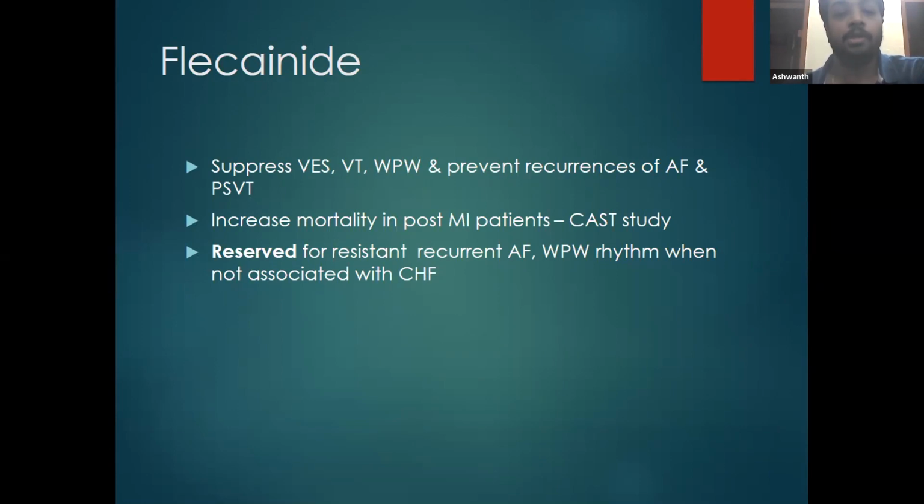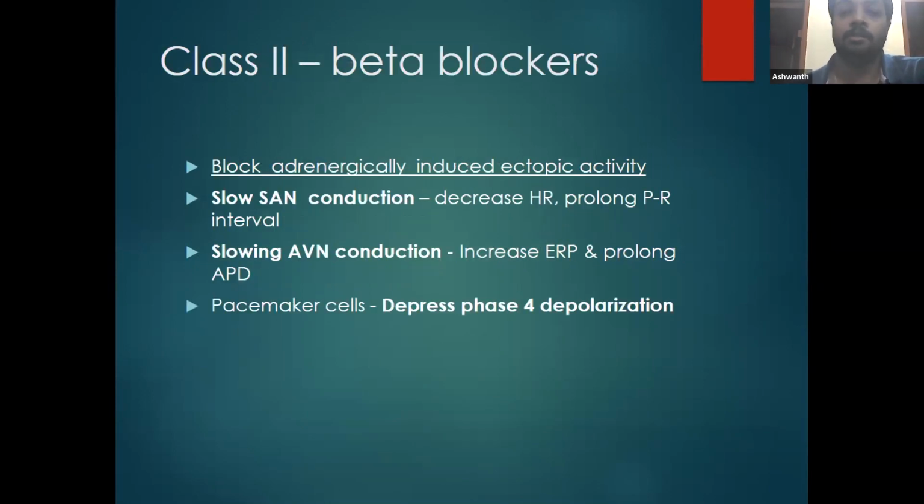There is increased mortality in post-MI patients based on the CAST study, cardiac arrhythmia suppression trials, and it is reserved for resistant recurrent AF and WPW rhythm when not associated with congestive heart failure. Class 2 drugs are beta blockers. They block adrenergic-induced ectopic activity, slow SA node conduction, decrease heart rate, prolong the PR interval, slow AV conduction, increase the effective refractory period, and prolong the action potential duration.